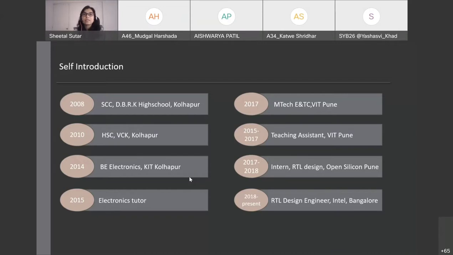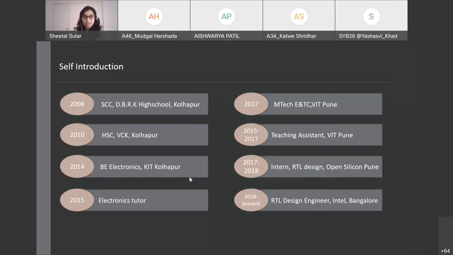And later, when I decided to shift to Hyderabad, just 1 week before that, I got to know about another opportunity in Pune. It was a Thursday when I got to know about this opportunity at Open Silicon Pune, and the interview was scheduled for Friday. I was in Kolhapur itself on Thursday. Then I thought, let's try it out before going to Hyderabad. I wrapped up quickly and went to Pune the same day.